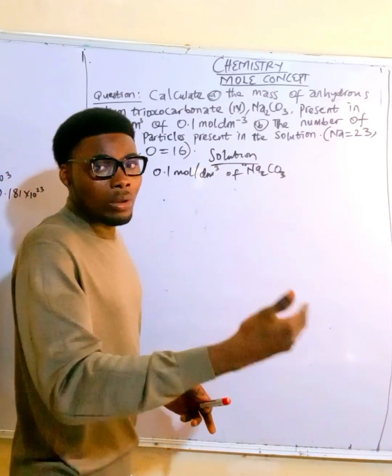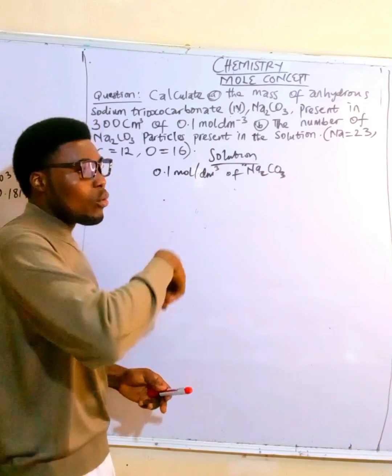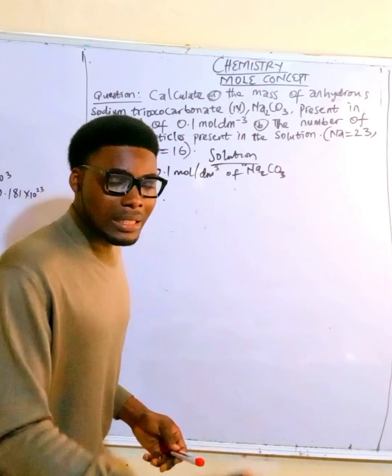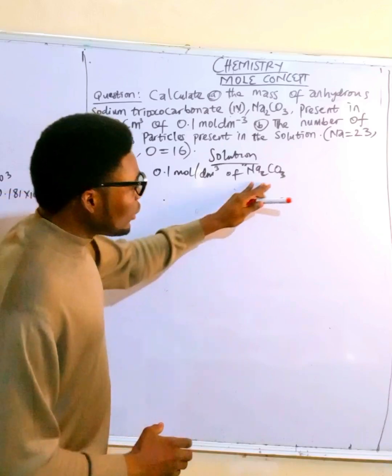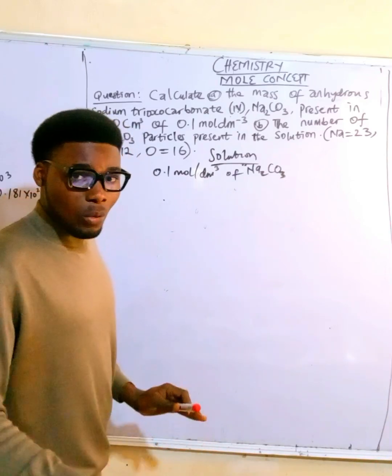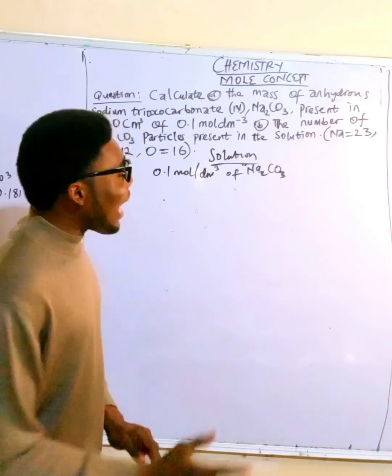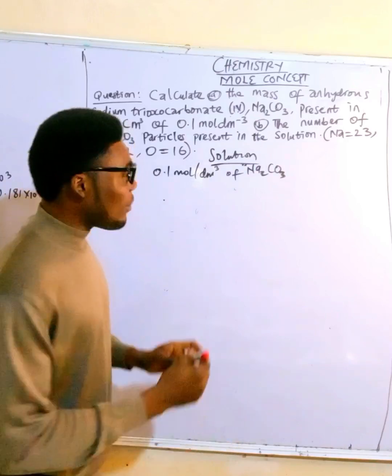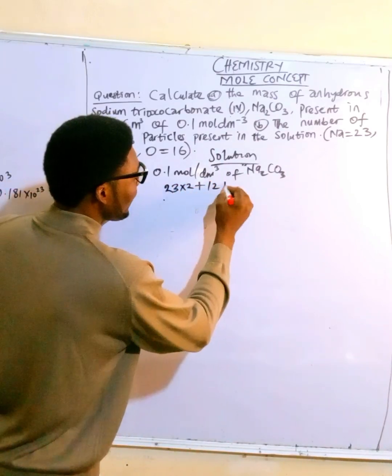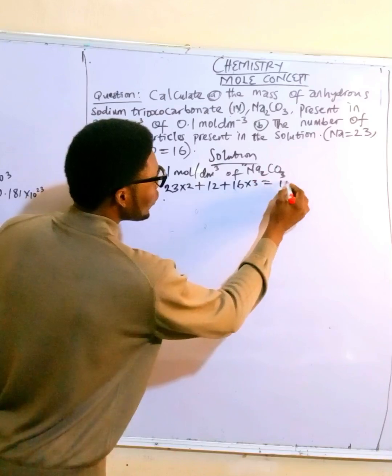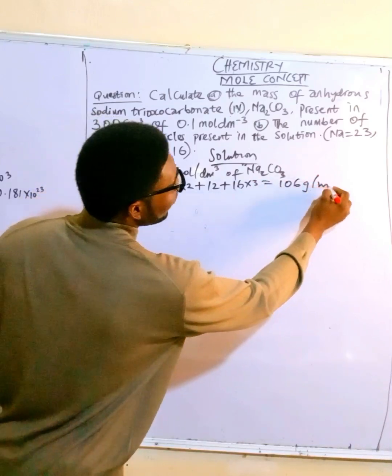1 dm cube is 1000. So 0.1 mole is present in 1000 cm cube of solution. Under normal condition, 1 mole of this salt will dissolve completely in 1000 cm cube of solution. And then the molar mass of sodium thiocarbonate is, sodium is 23 times 2 plus 12 plus 16 times 3, which should give us 106 grams per mole.